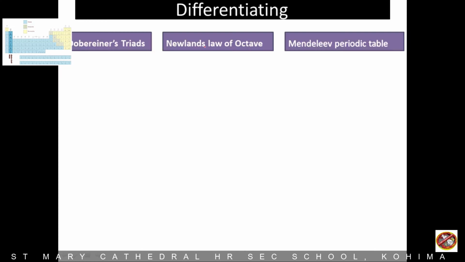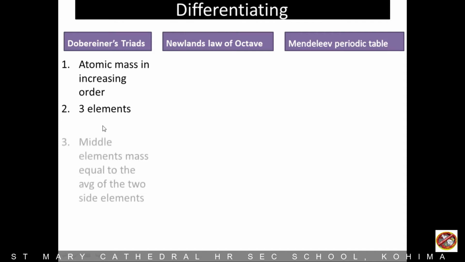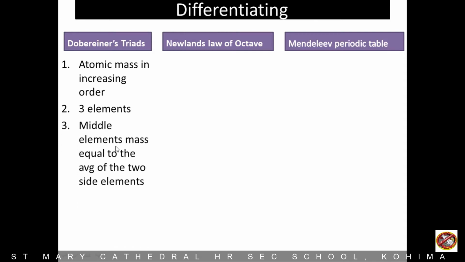Now let us briefly understand the difference between these three periodic table theories. First, in Dobereiner's, he arranged the elements in their increasing order of atomic mass. Next, he put them in groups of three. Another thing is that the mass of the middle element is equal to the average of the two side elements. This is what we have studied, right?